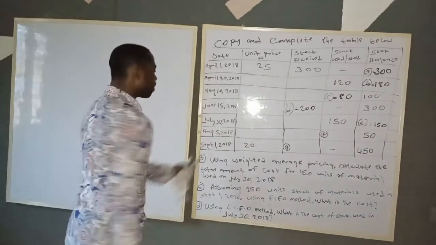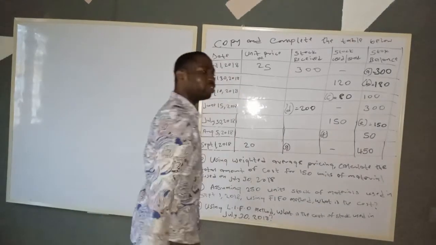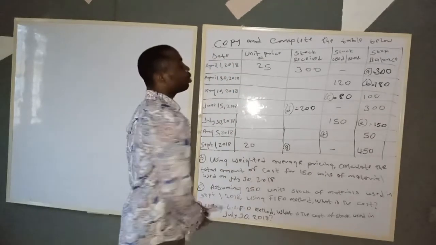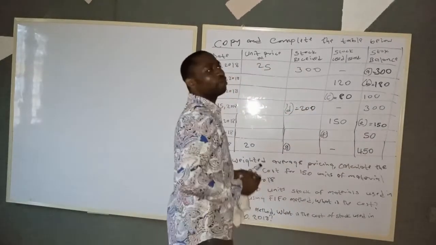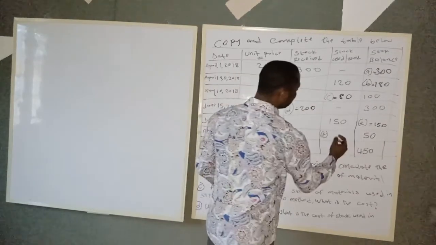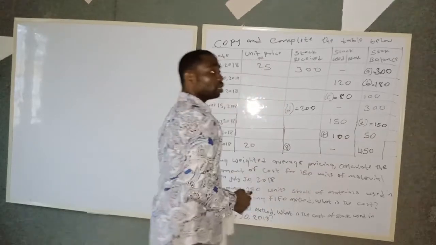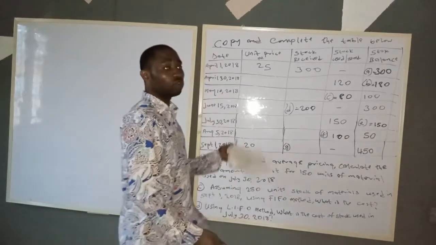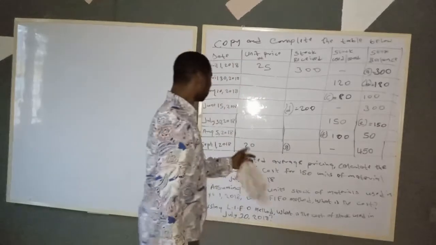Then August 5, 2018, they did not receive anything. They used some amount. They did not let us know, and the remaining balance is now 50. So how much did they use? We were having a balance of 150 before, and the new balance is now 50. That is 150 minus 50, that is 100. Since they did not receive anything, that means they used 100 from it. So that goes like that.